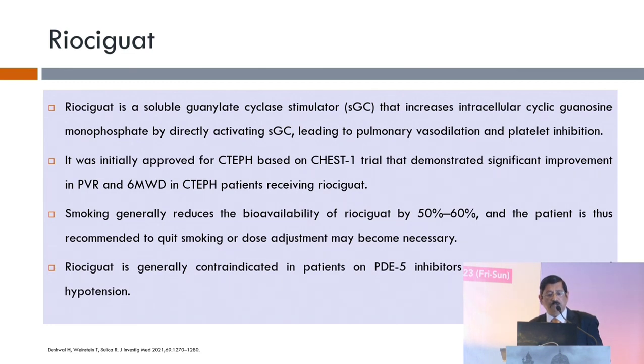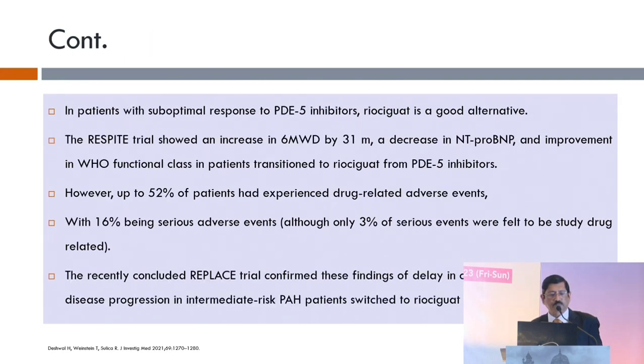Riociguat is generally contraindicated in patients on PDE5 inhibitors due to increased risk of hypotension. In patients with suboptimal response to PDE5 inhibitors, you may use this molecule, and the RESPITE trial showed that it increases the 6-minute walk distance by 31 meters, with a decrease in NT-proBNP and other manifestations of right ventricular function.